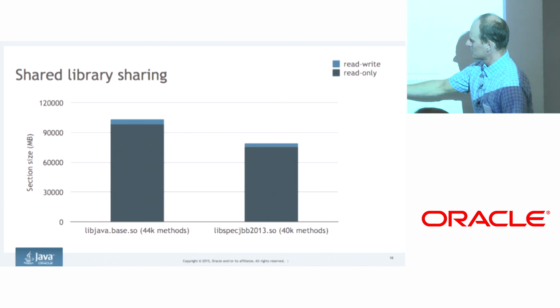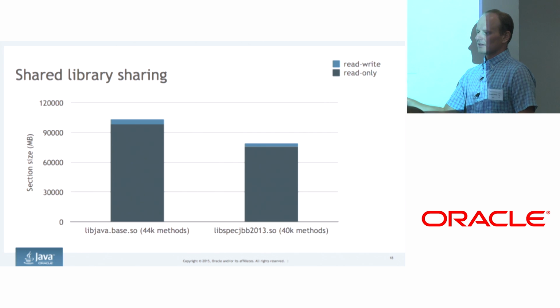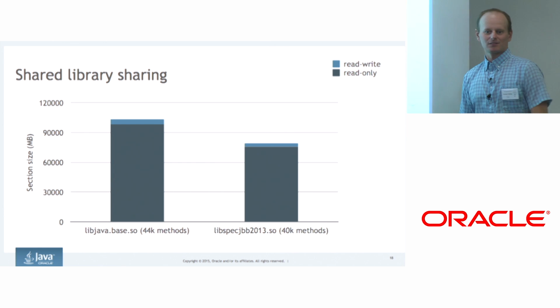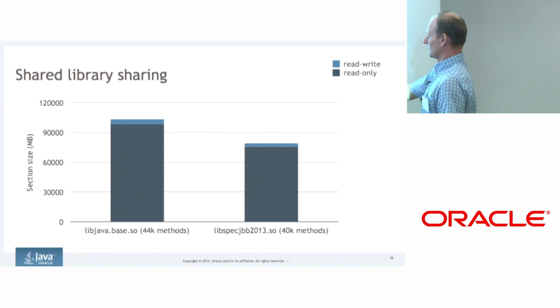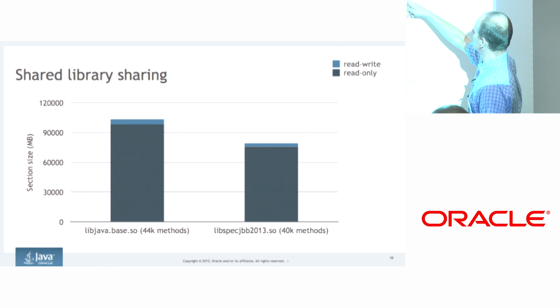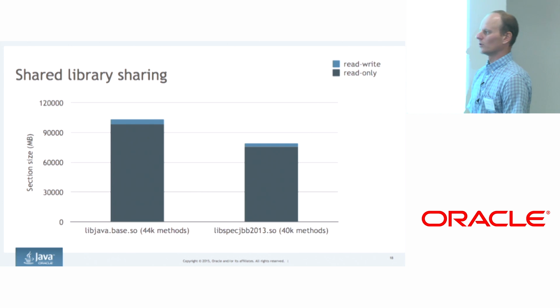And this is SPECjvm with all the dependencies that are in the lib directory. Combined, it's 40,000 methods. It's really a lot. I don't think everything's needed, especially from the dependency libraries. And this one is, I think, like 85 megabytes. Most of it can be shared.